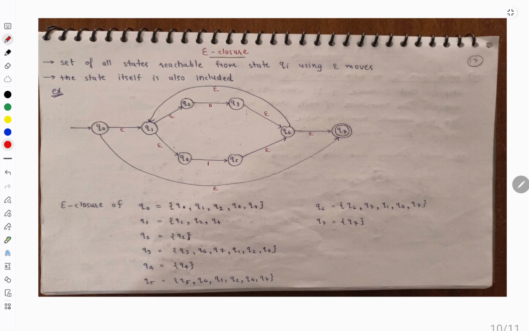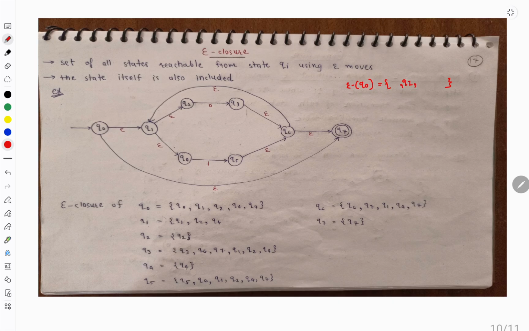Let's see the epsilon closure of state Q0. What we need to check? We need to check that if we give Q0 state epsilon move, at which states we will reach. From this diagram, you can see that if we give Q0 state epsilon move, we will reach at the Q1 state. So we need to write Q1 state.